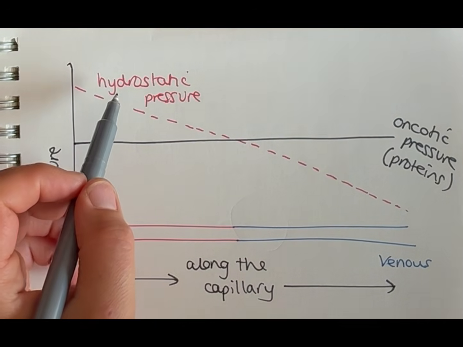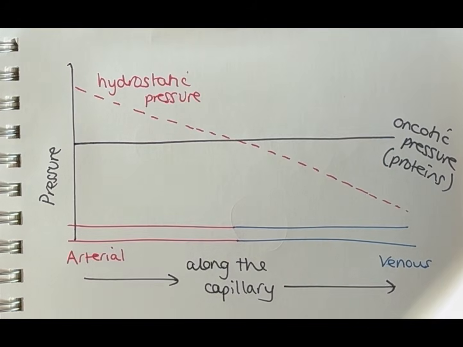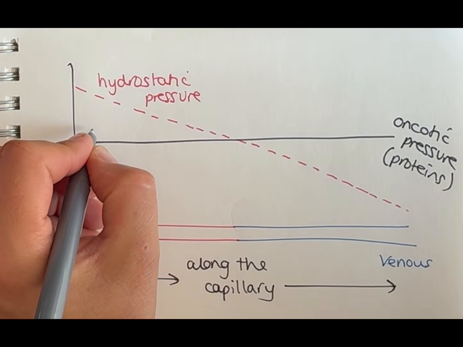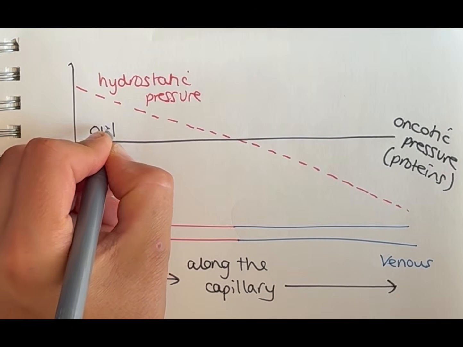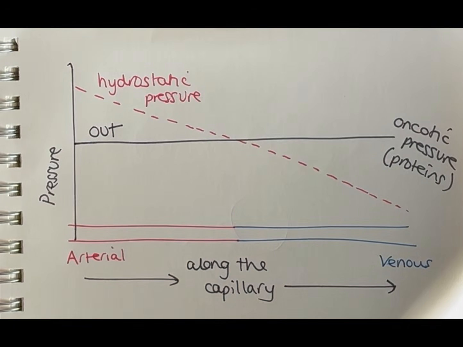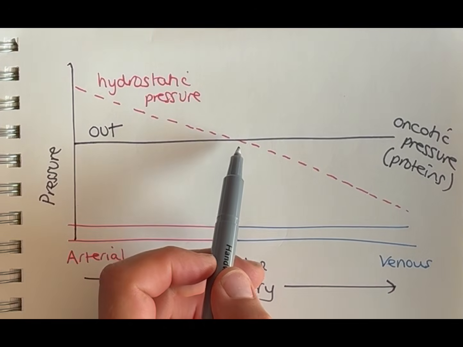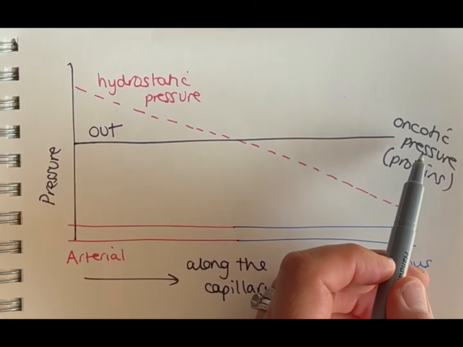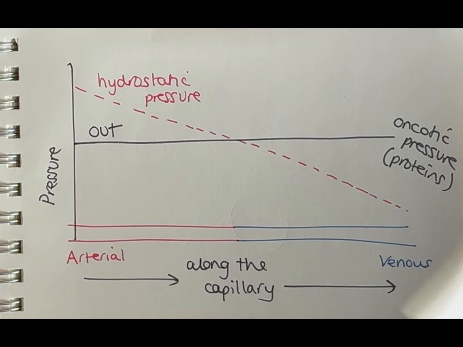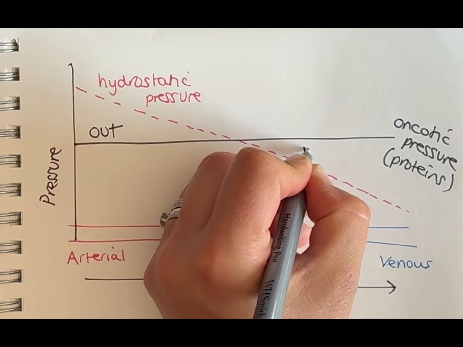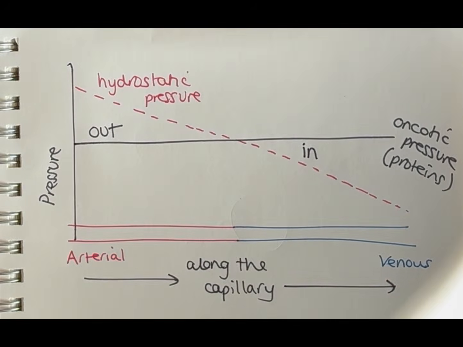Where the hydrostatic pressure is greater than the oncotic pressure in the blood vessel, we're going to get water and small mineral ions and other molecules leaving the capillary, moving out into the tissue fluid. When the hydrostatic pressure decreases and falls below the pressure exerted by the proteins within the blood vessels, we're going to get water moving back into the blood vessels from the tissue fluid. Sometimes we might hear the term filtration pressure, and that's the resultant pressure.